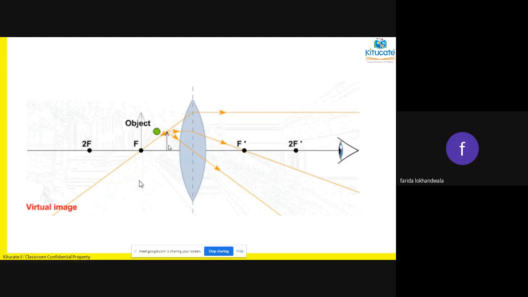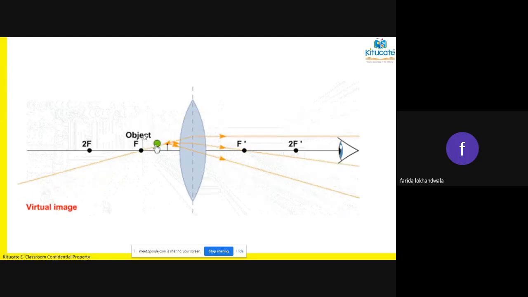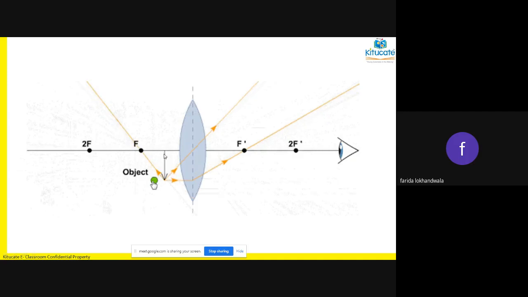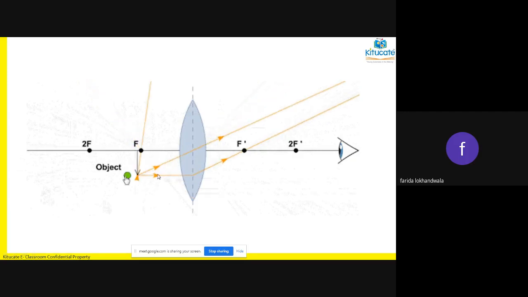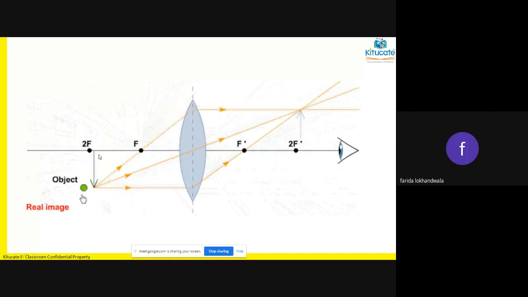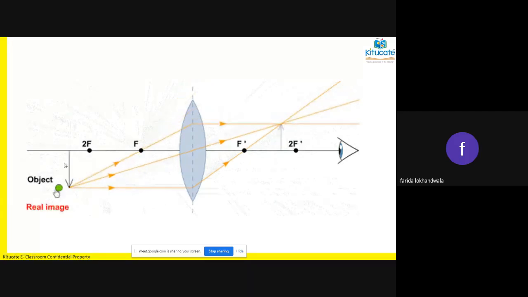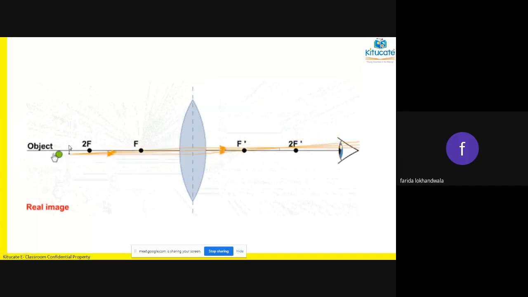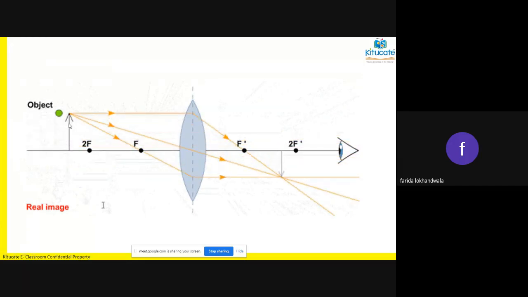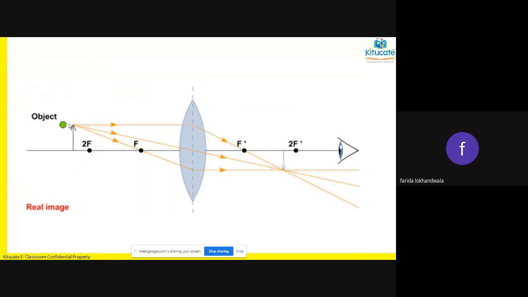See, now the image is where? Near the F point. So it is again straight. If it is straight, it is a virtual image. If it is becoming ulta, then it is a real image. If it is straight, it is a virtual image. If it is ulta, it is a real image. Clear?